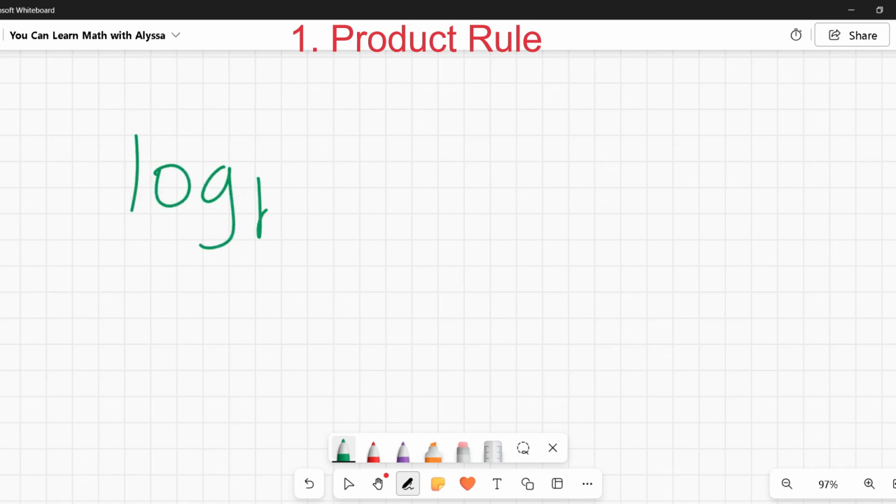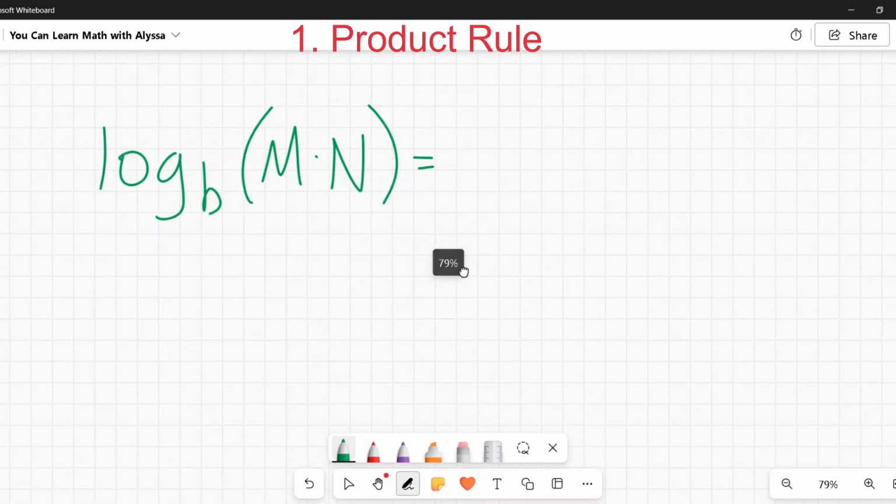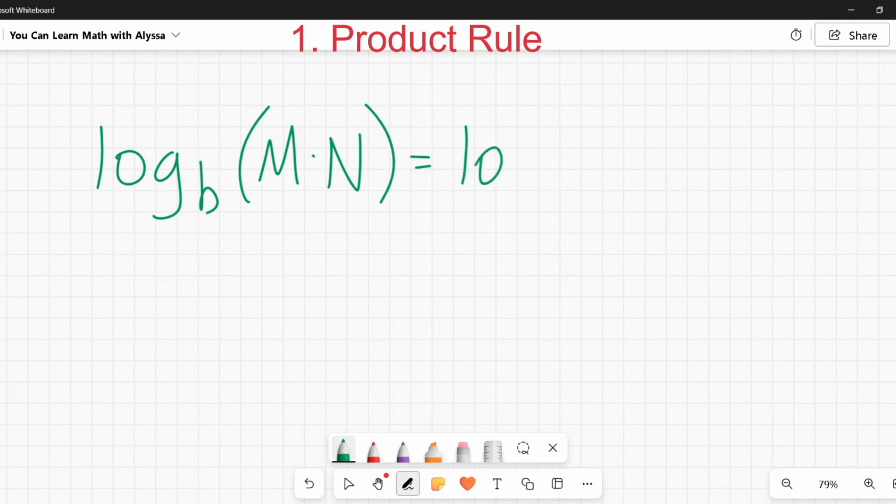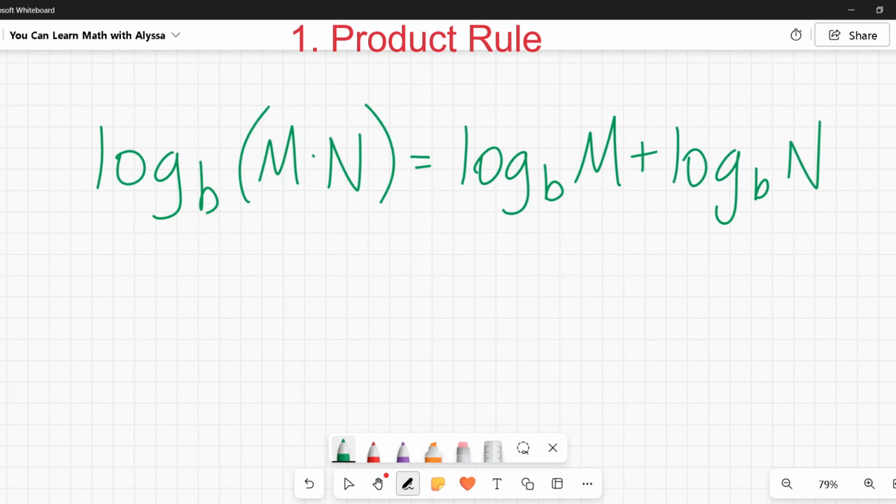The product rule says that log base b of m times n is equal to log base b of m plus log base b of n. I'm going to go into a little bit about why these work, but frankly, memorizing them is the most important part of this. You need to memorize these rules.